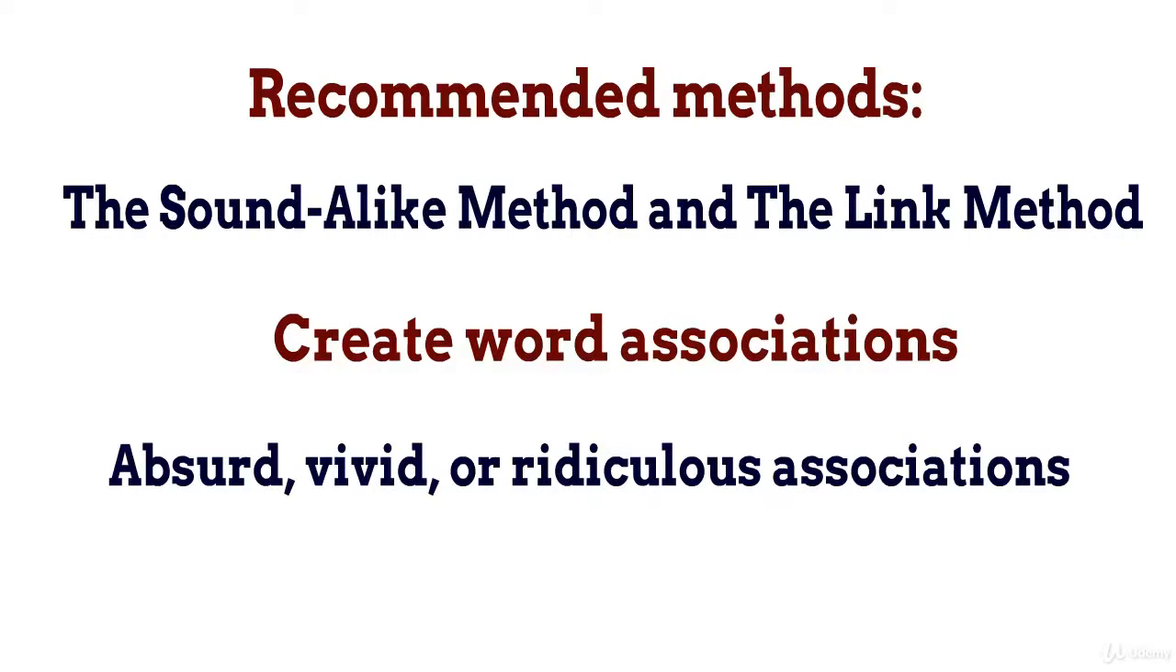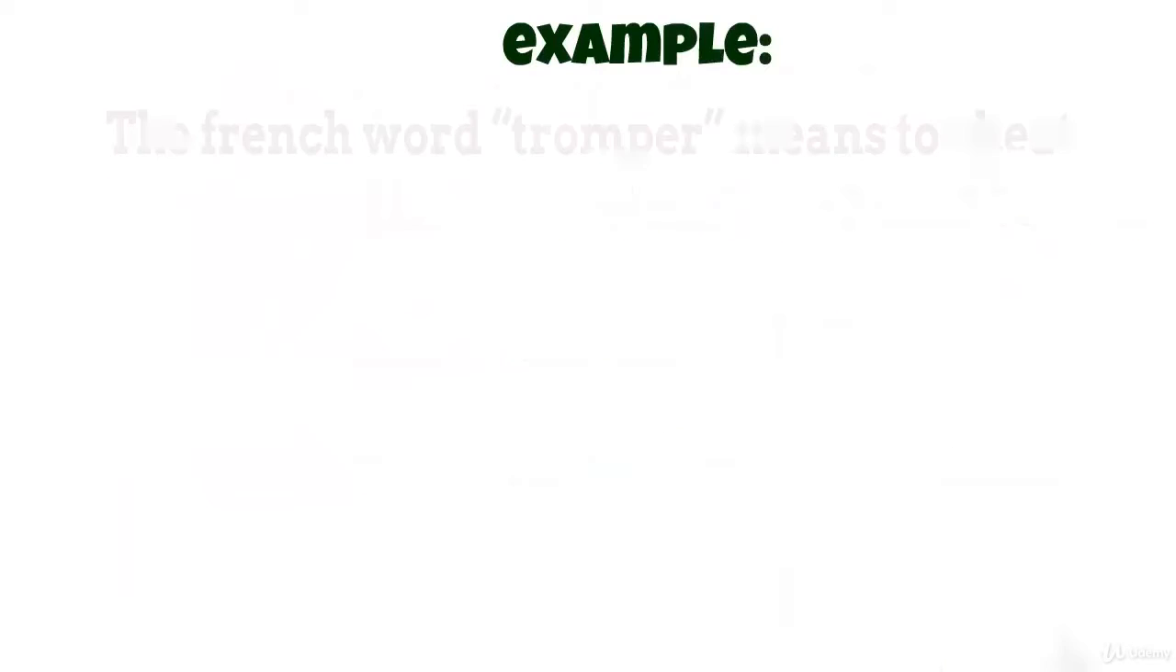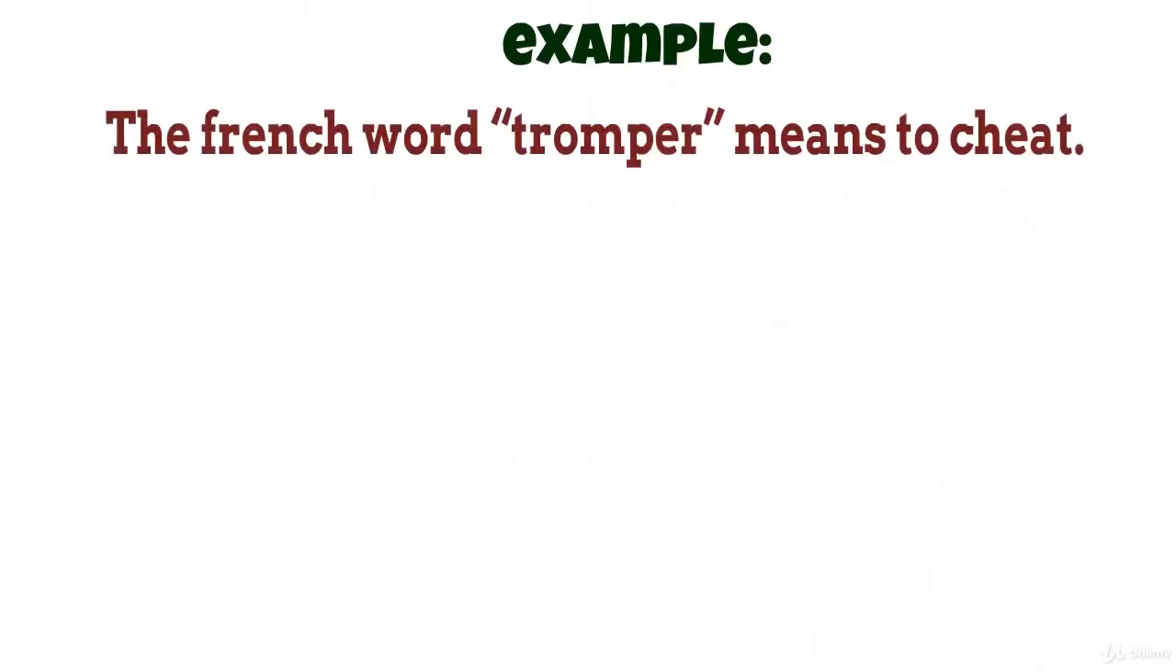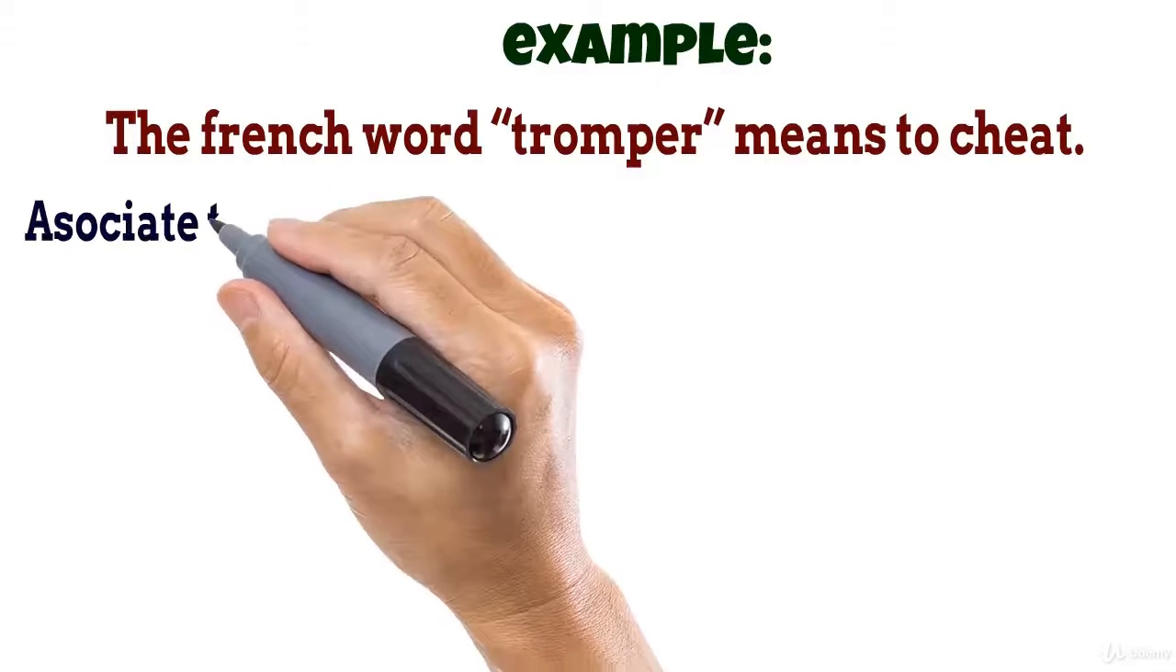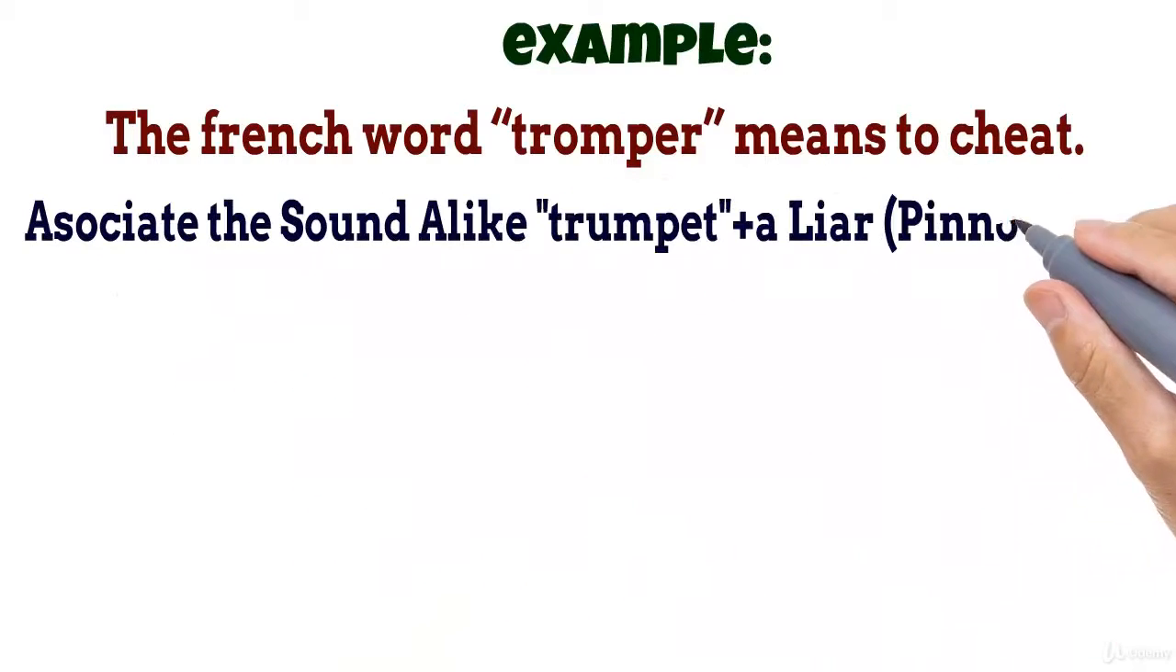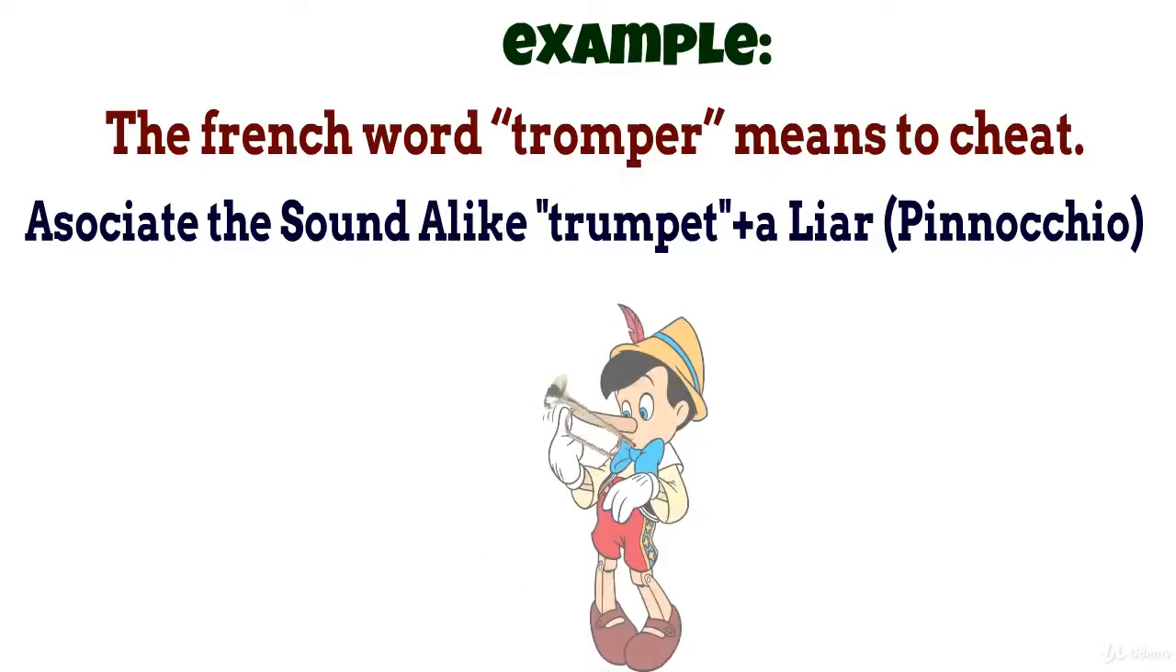If a new word resembles a word in your native language, create a mental image association between the native word and the new word. For example, the French word tromper means to cheat. You can associate it with the English word trumpet and a liar, Pinocchio.